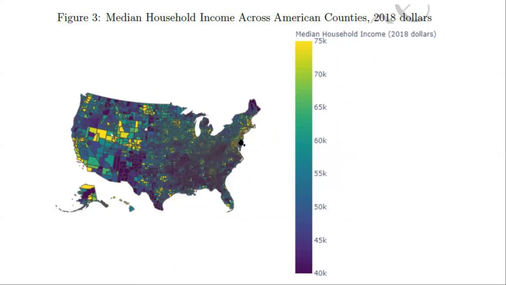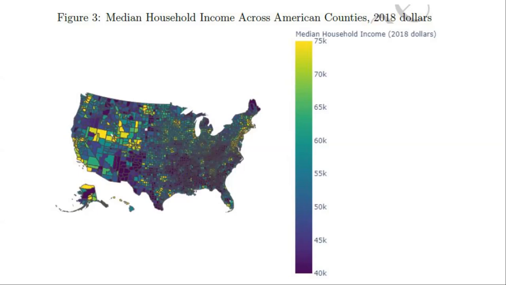The highest income seems to be in this stretch up I-95, going from the DC area almost up to the Boston area. You have a lot of the West Coast of California. You can probably tell where some of the interesting cities are.